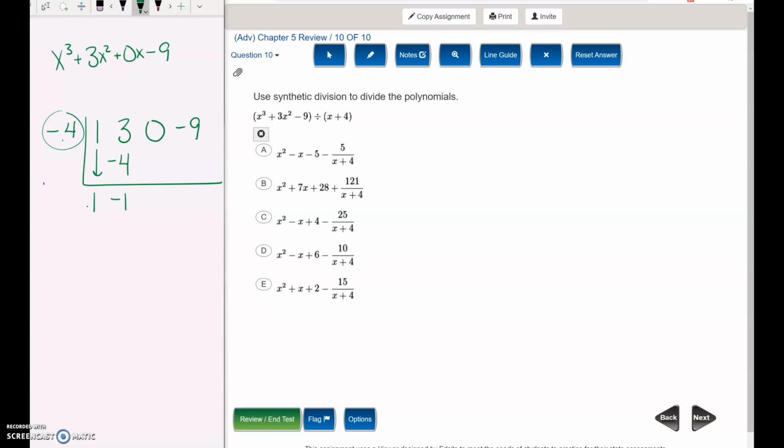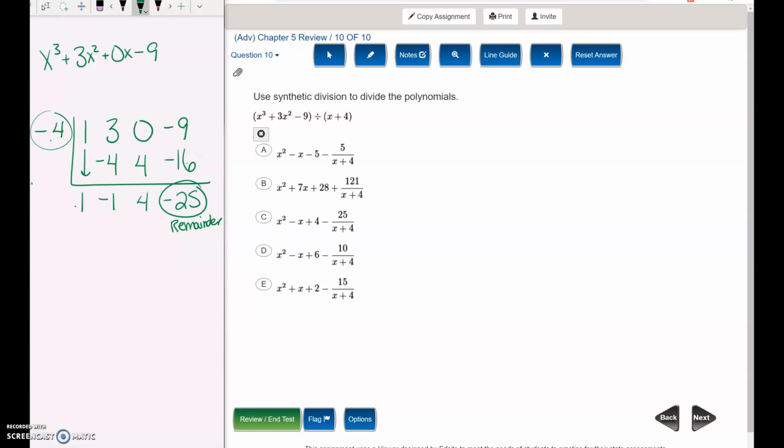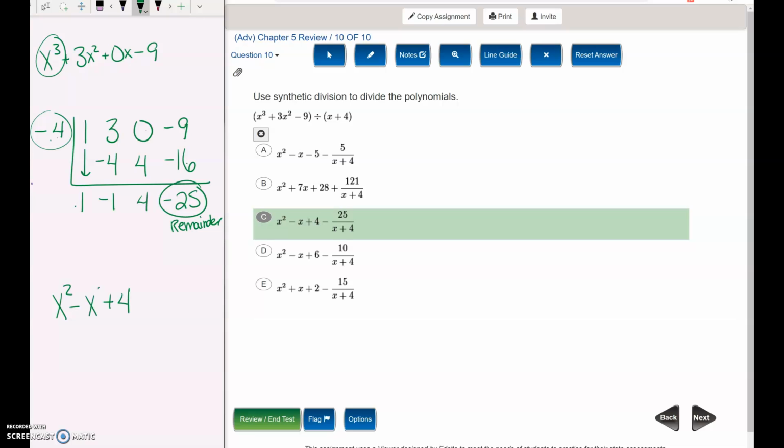So negative 4 times 1 is negative 4. Add those. Negative 4 times negative 1 is positive 4. Add those. Negative 4 times 4 is negative 16. Add those. The last number is your remainder. So honestly, once you get your remainder, you may be able to look at these answer choices and figure out which one is the correct answer. But to do this fully, we started with x cubed, we divided by an x, so we now have x squared minus x plus 4, and then our remainder goes over what we originally divided by. So this is our x squared term, this is our x term, this is our number, and then our remainder.